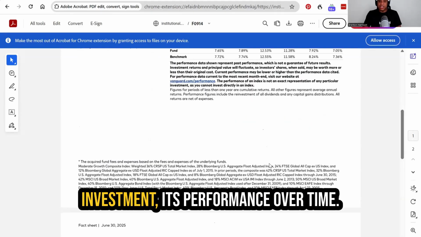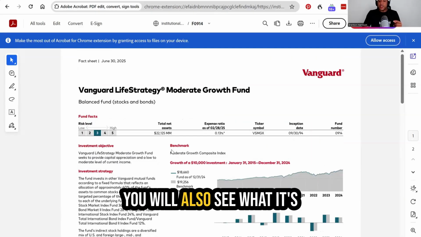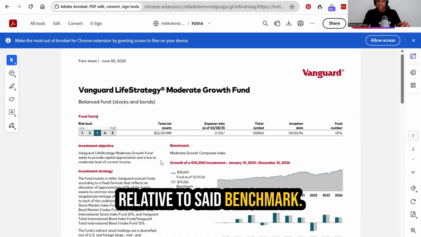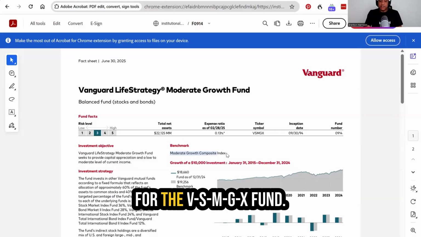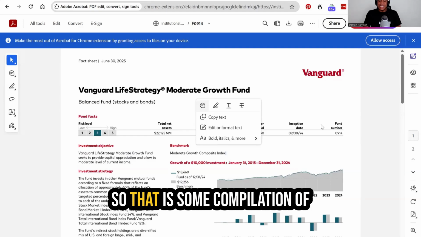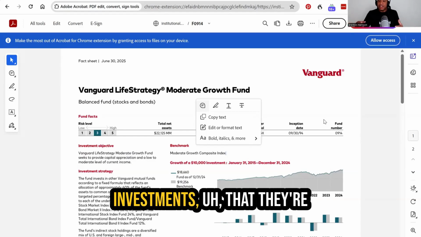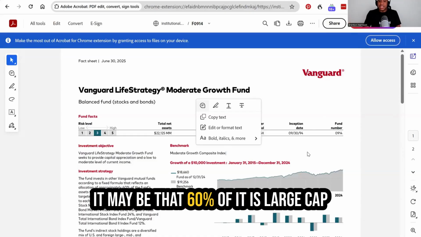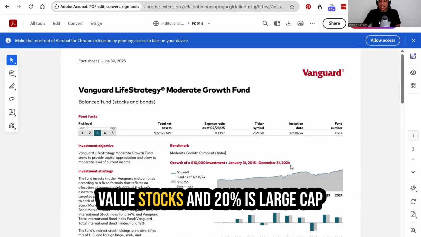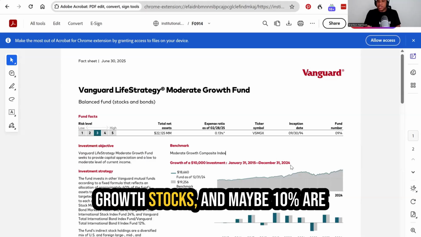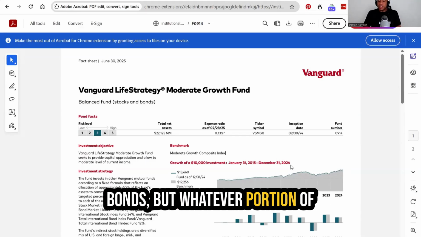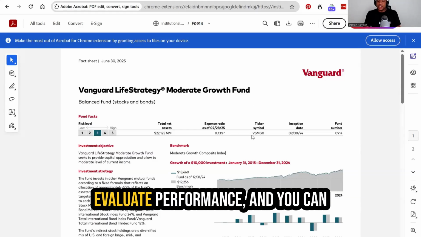investment components of this investment, and its performance over time. You will also see what it's using as its benchmark, and you'll see the performance relative to said benchmark. For example, the benchmark for the VSMGX fund is the Moderate Growth Composite Index. That is some compilation of investments that they are going to consider, altogether, a moderate investment. It may be that 60% of it is large cap value stocks and 20% is large cap growth stocks, and maybe 10% are treasury bills or international bonds. But whatever portion of the market they're tracking, that's what they're using to evaluate performance.